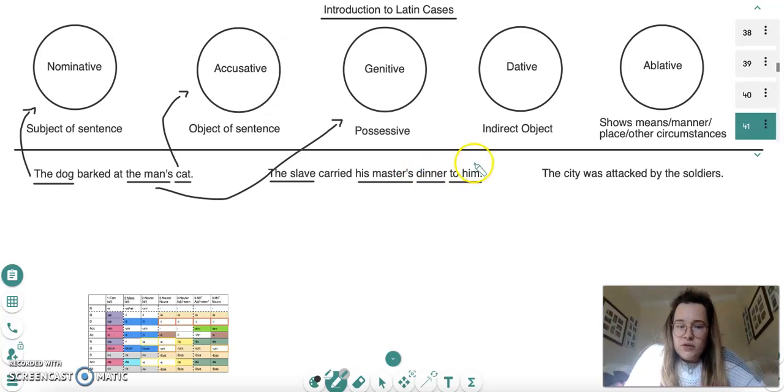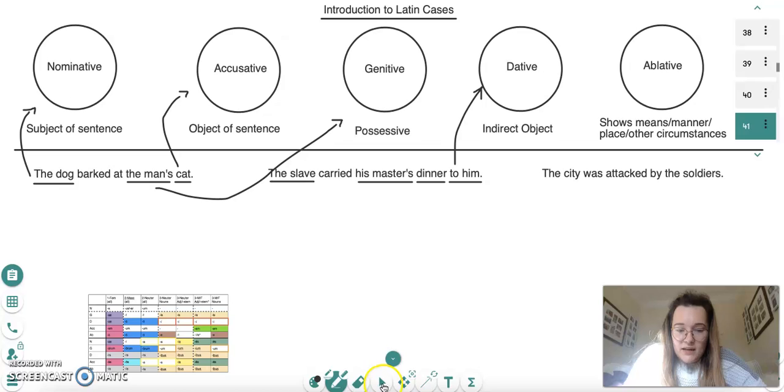interact. And then we've also got this final bit here, the "to him." And so that is another object in a way of the verb, because the slave is carrying his master's dinner, direct object, to him, indirect object. So that would be using the dative, and that's because it is, of course, an indirect object.